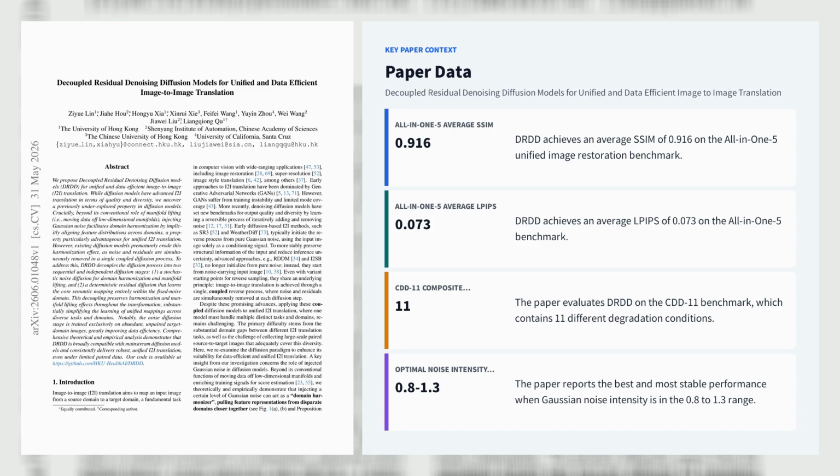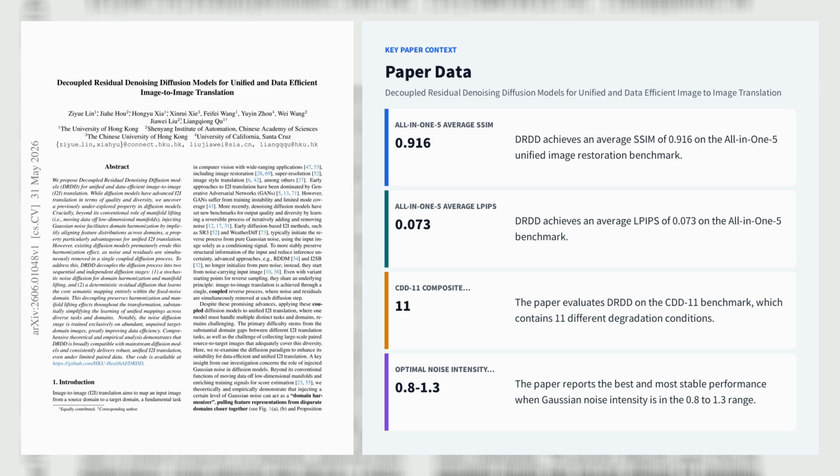Let's explore the second paper, Decoupled Residual Denoising Diffusion Models for Unified and Data-Efficient Image-to-Image Translation. Decoupled Residual Denoising Diffusion Models, or DRDD, from researchers at the University of Hong Kong, the Chinese Academy of Sciences, and the University of California, Santa Cruz, reframes image-to-image translation by separating Gaussian noise injection from semantic residual removal. The paper's key insight is that fixed Gaussian noise is not only a manifold lifting trick, but also a domain harmonizer that reduces feature divergence across tasks and domains.